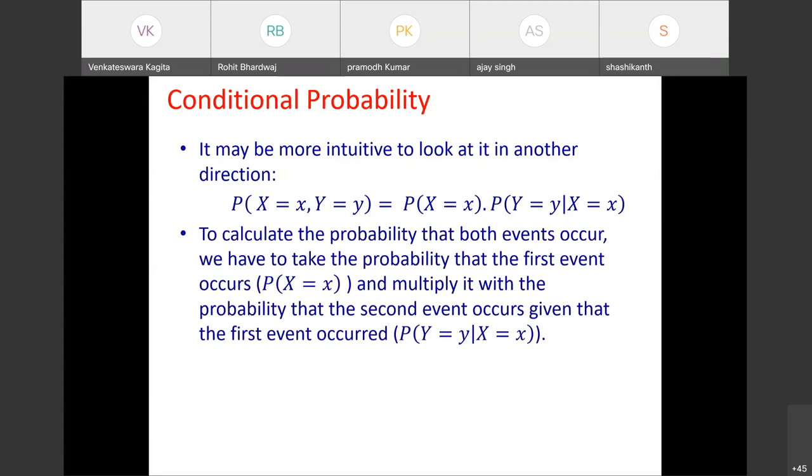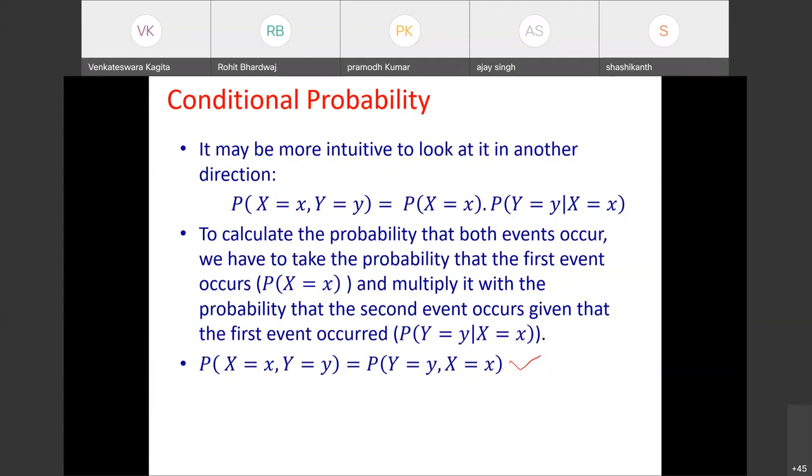So to calculate the probability that both events occur, we have to take the probability of the first event occurring and multiply it with the probability of the second event given the first event. Okay, and you can say that probability of x comma y is equivalent to probability of y comma x. Can I say that? Because anyhow, this is a joint probability, the intersection of the two events x and y, right? So probability of x comma y is equivalent to probability of y comma x.